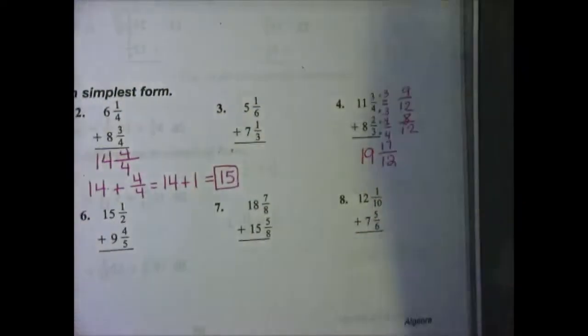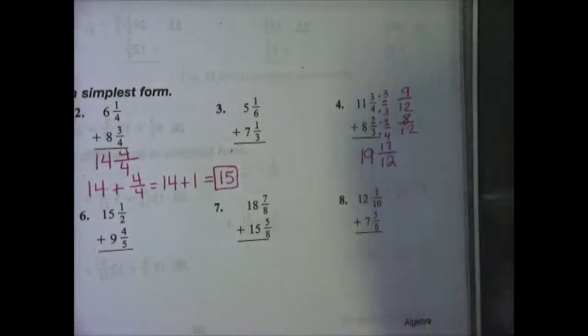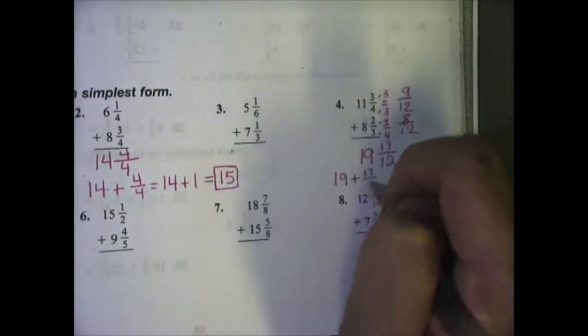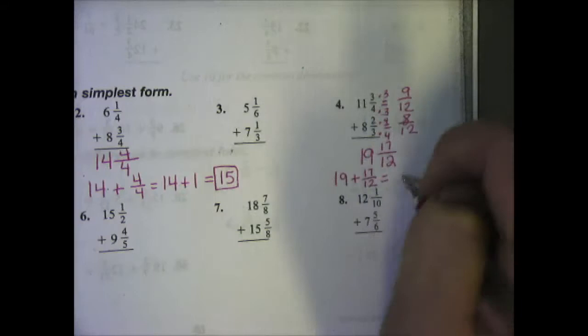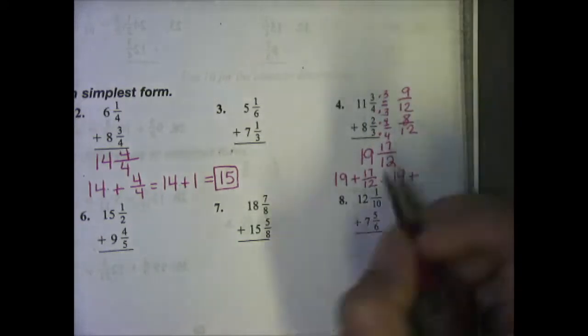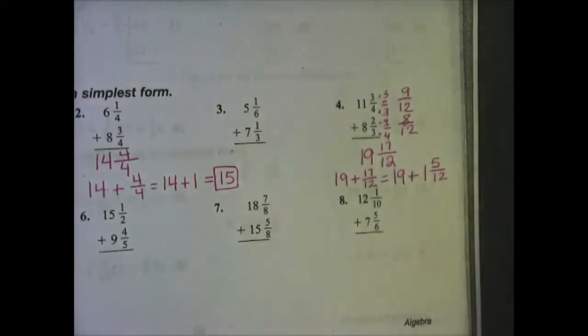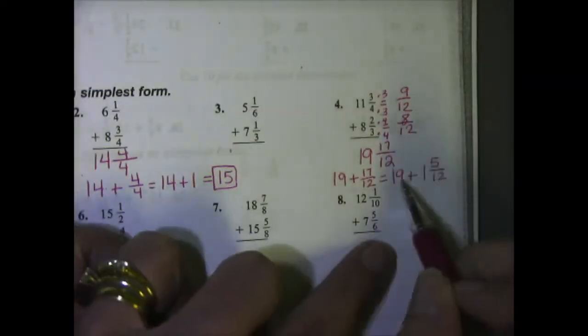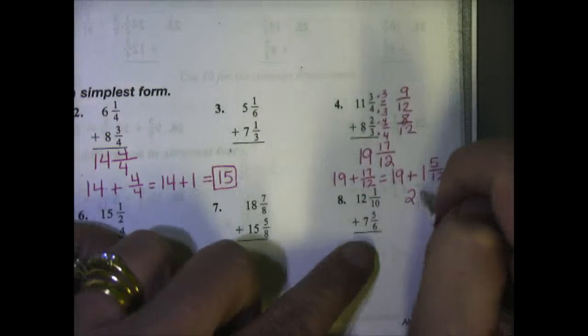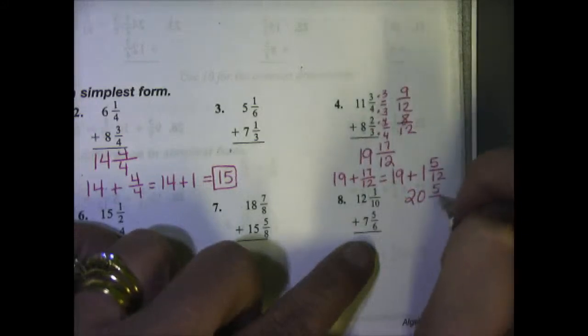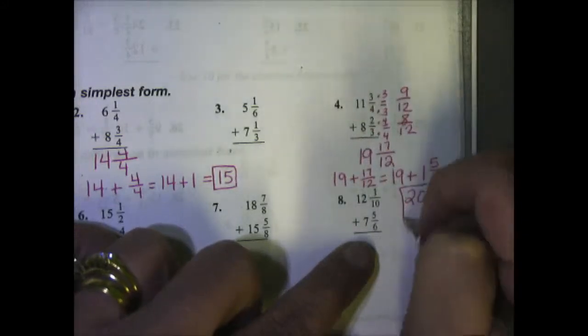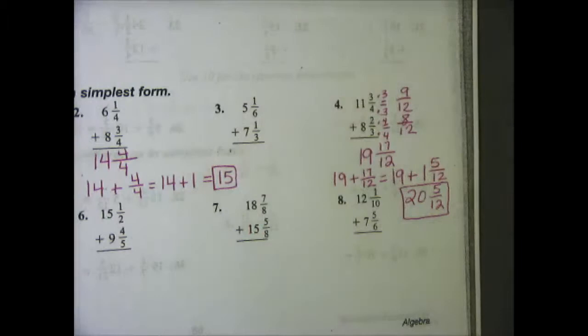Okay, now we have a little problem because 17 over 12 is improper, so we need to rename it. So we know it's 19 plus 17 over 12. 12 goes into 17 one time with 5 left over, so 5 over 12. Now we can add them together. 19 plus 1 is 20, and then our fraction, so 20 and 5/12. It's a little bit more work, but it's something that you absolutely need to be able to do.